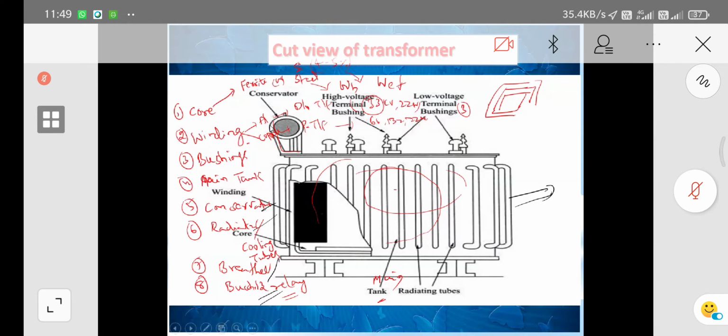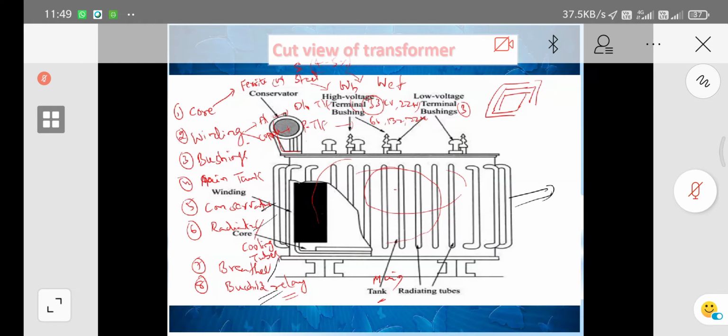Aluminum is preferred for distribution transformers. Copper is preferred, suitable for power transformers. The bushings are used to get the input and output powers. And the main tank will be there. The main tank is there to provide for the expansion of the oil level.